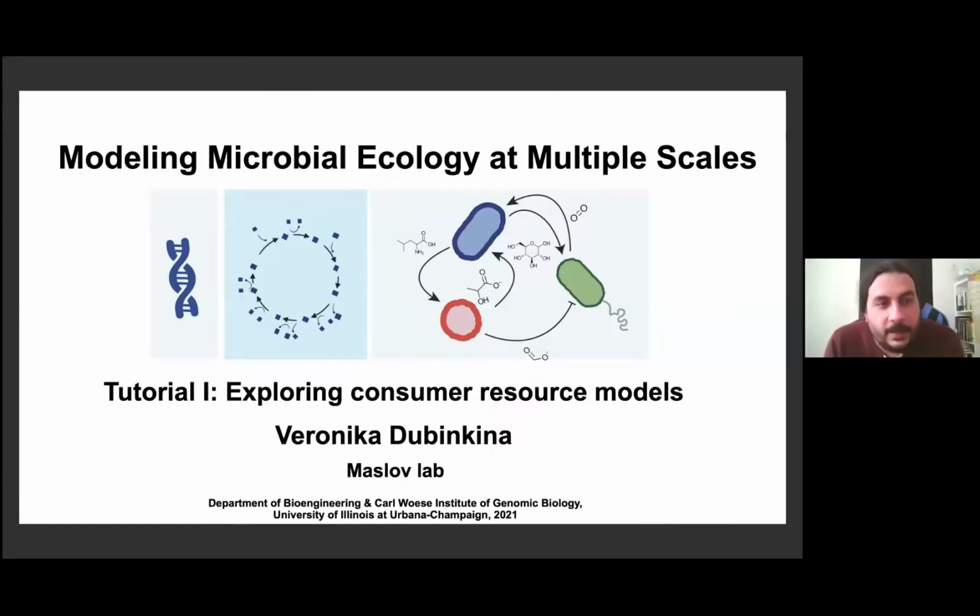Welcome everyone. This is the first tutorial from the cycle of tutorials that we are organizing. So the idea is to discuss the different frameworks and methods to model microbial ecology, with the idea of doing it at multiple scales, from the genes all the way to communities.